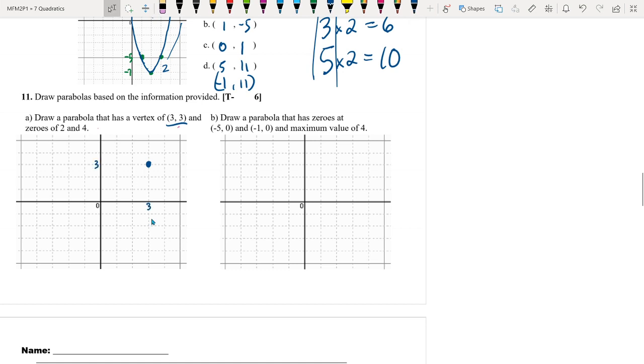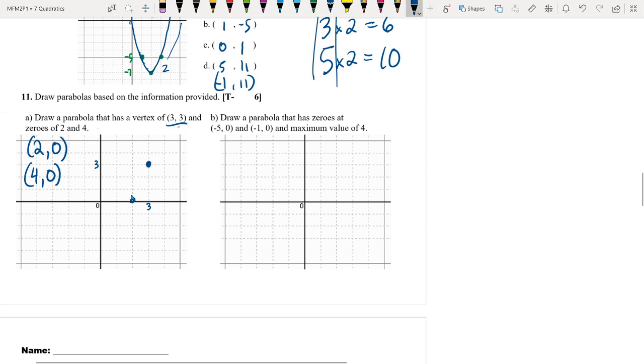And then let's find the zeros. Remember, zeros are the same thing as x-intercepts. And so what do we know about x-intercepts? At x-intercepts, the y value is always 0. So therefore, the coordinates of this point where the zero is 2 is going to be (2, 0). And for this one, it's going to be (4, 0). Because at the x-intercepts, the y values are always 0.